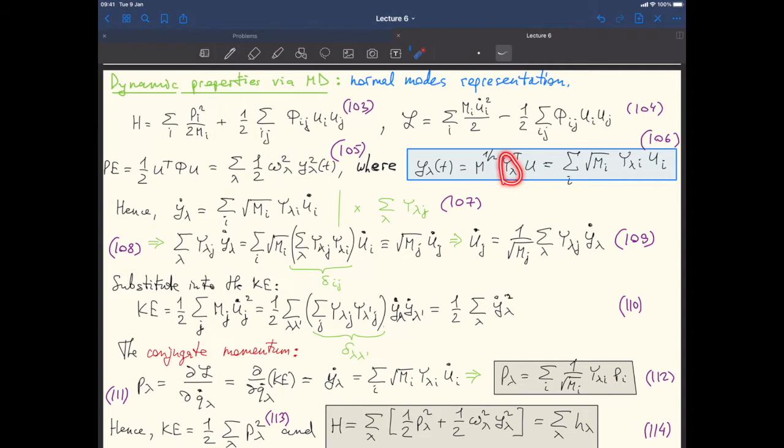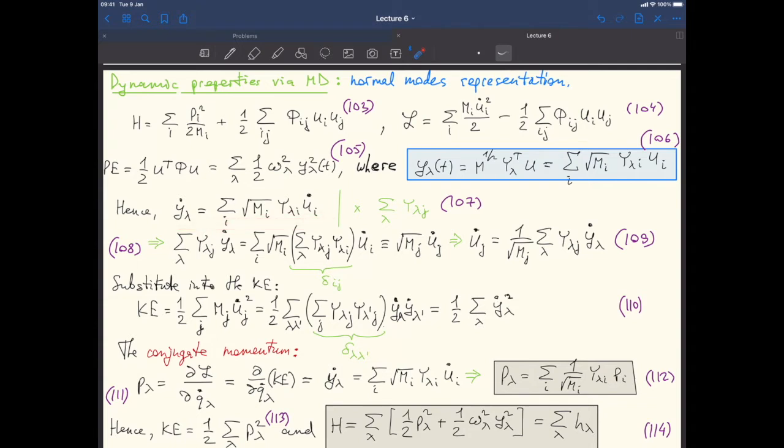where, as I said, capital Y_lambda is an eigenvector of the dynamical matrix. So M is a diagonal matrix of atomic masses, and M to the power 1/2 is a diagonal matrix in which along the diagonal you have square roots of atomic masses. From this expression, we can easily work out y_lambda dot, the time derivative of this normal coordinate, and it will be related to the velocities of atoms. Then we can solve this equation with respect to these velocities.